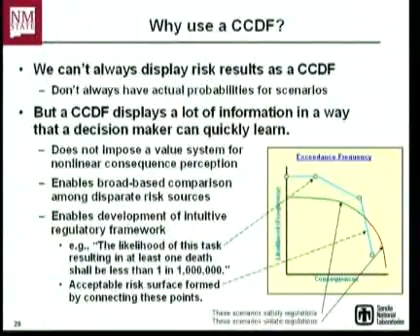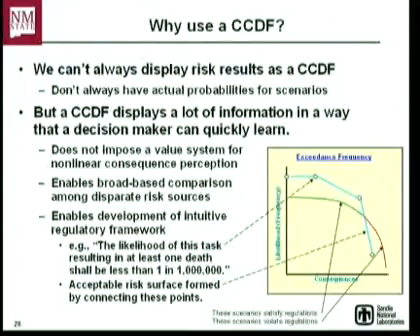We talked about the different kinds of information that a CCDF can bring you. It's also very useful for regulators, because the way in which points are defined on a CCDF is very much like the way regulators think. A regulator will say, for example, the likelihood of at least one death from this activity shall be less than 1 in a million. Well, that's exactly the same as a number that we would get off a CCDF curve.